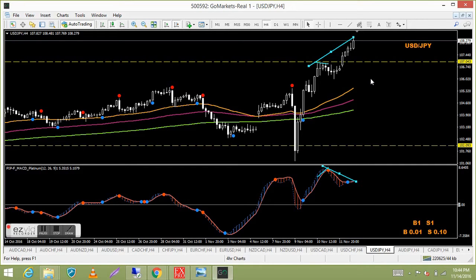Don't worry about these yellow lines, they're just something I'm looking at. Again, we've got this possible divergence. We're making higher highs on price, but we're struggling to make higher highs on the MACD Platinum. So we'll just keep an eye on that.